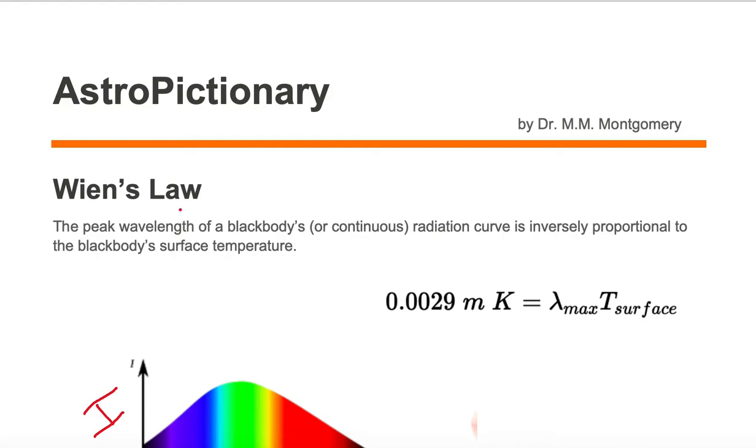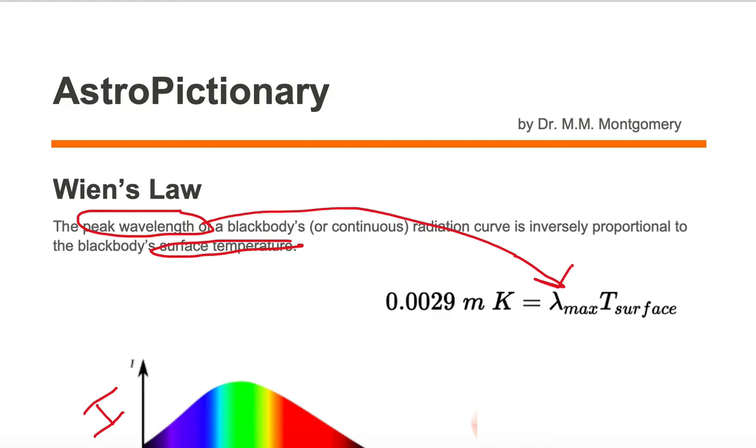So we're looking for two things: the peak wavelength, and the surface temperature. As we can see, the peak wavelength is in this equation, which is called Wien's law, as well as the surface temperature. Now the wavelength and the surface temperature are related by this constant, 0.0029 meter Kelvin. So if you know the maximum wavelength, you can solve for surface temperature. Similarly, if you know the surface temperature, you can solve for the maximum wavelength. Usually, you should find the maximum wavelength and solve for the surface temperature.